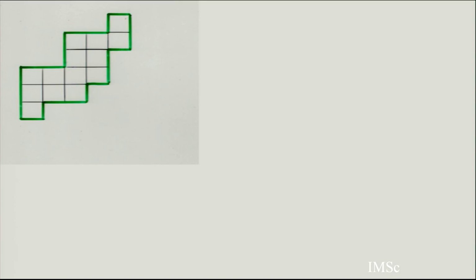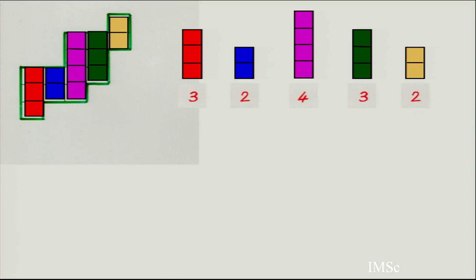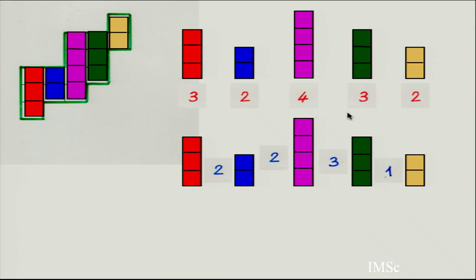So take this staircase polygon. I put a different color on each column, because each column is going to become a segment. If you separate each column, I put in red the number of cells of each column: 3, 2, 4, 3, 2. Easy. Now I put in blue, between two columns, how many cells they have in common. There are 2 cells between the first two columns, so I put a 2. Between the second and third column there are 2 cells, so 2. Between the third and fourth, there are 3 common cells. And at the end, there is 1 common cell.